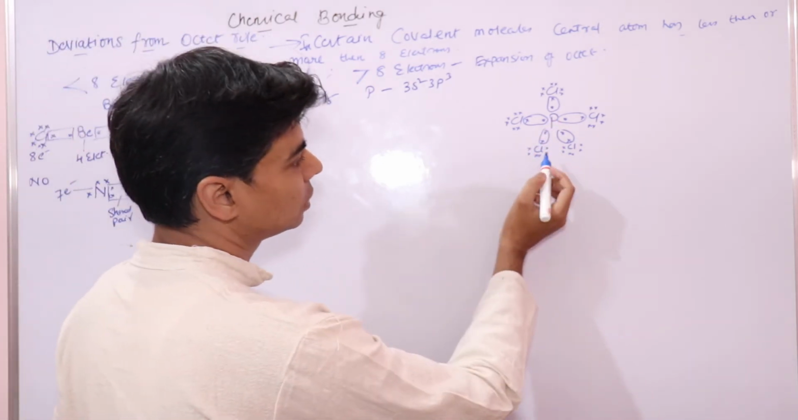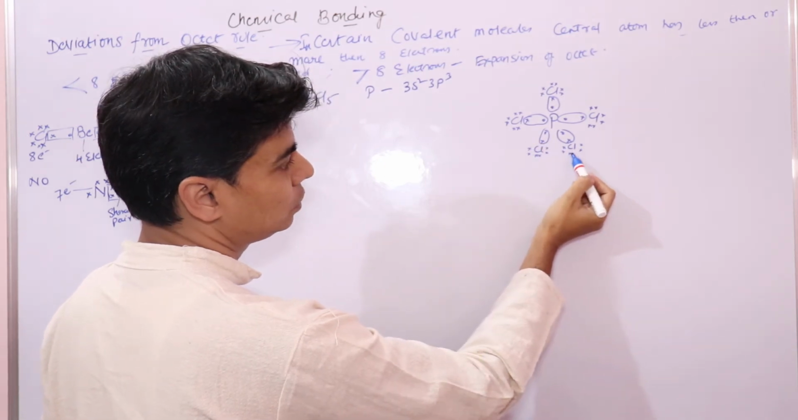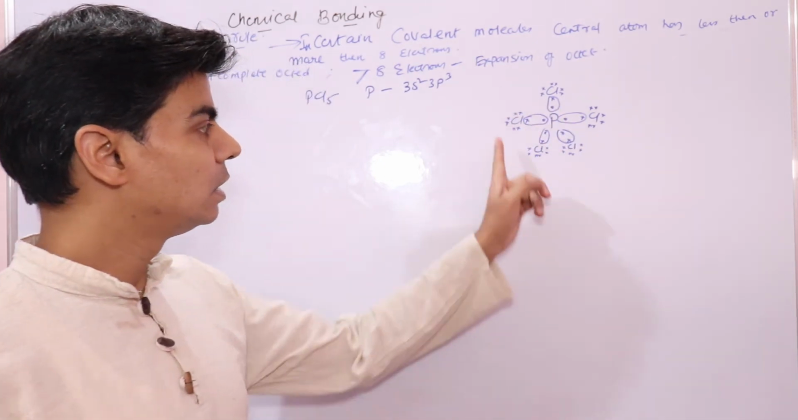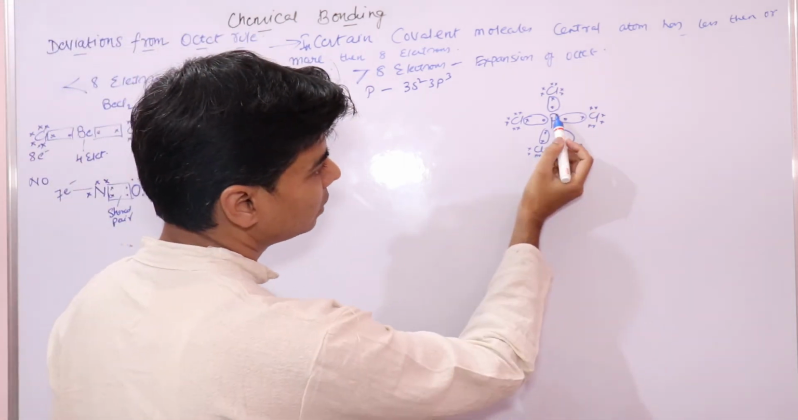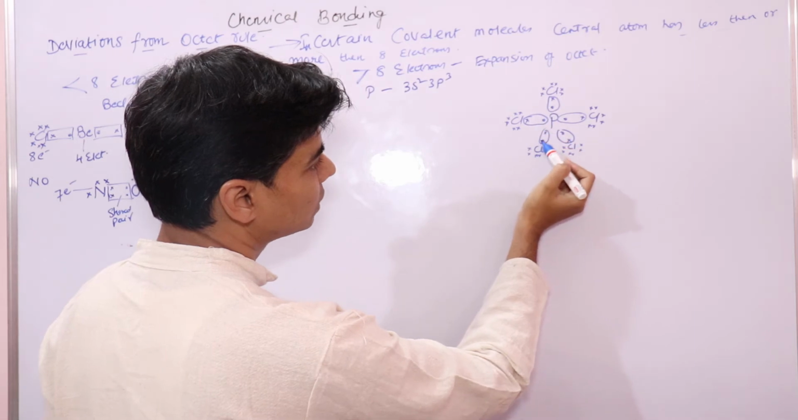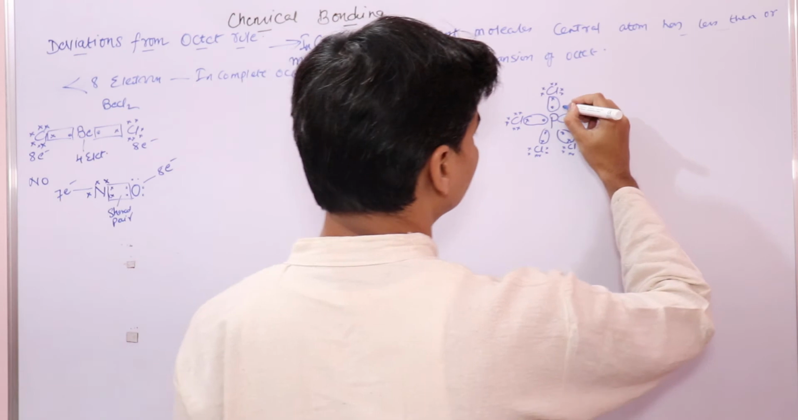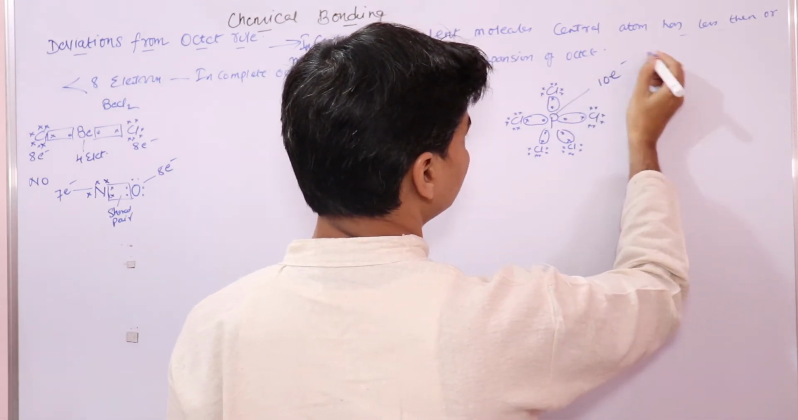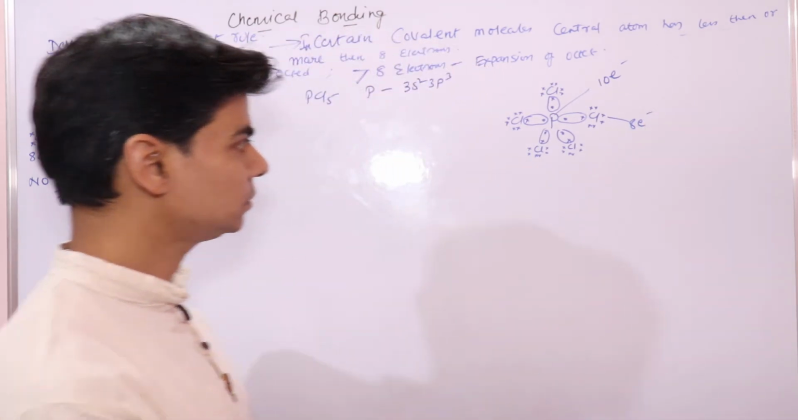So let's look at this chlorine. How many electrons? 1, 2, 3, 4, 5, 6, 7, 8. Similarly, all other chlorine atoms have 8 electrons in the outermost orbit. If you look at the phosphorus, 1, 2, 3, 4, 5, 6, 7, 8, 9, 10. It has more than 8 electrons. It has 10 electrons, and each of the chlorine atoms has 8 electrons.